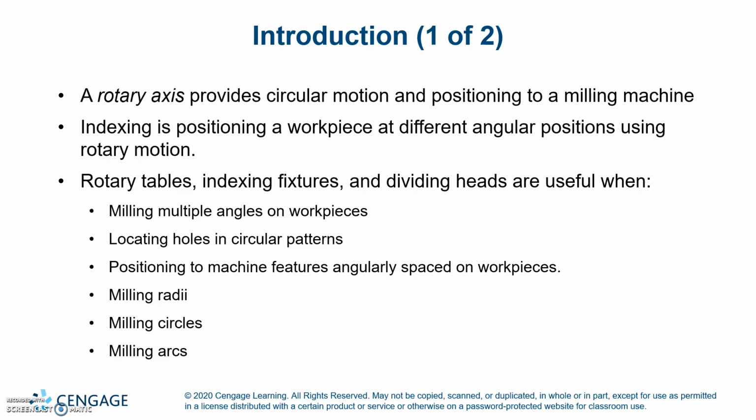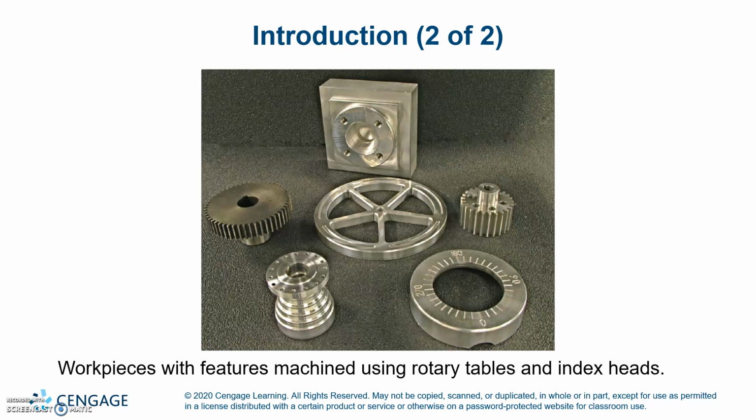Rotary tables, indexing fixtures, and dividing heads are useful when milling multiple angles on a workpiece, locating holes and circular patterns, positioning to machine features angularly spaced on workpieces, milling radii, milling circles, and milling arcs. And here's some pictures of a workpiece with features machined using rotary tables and indexing heads.